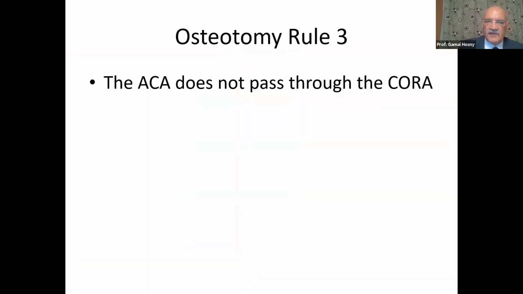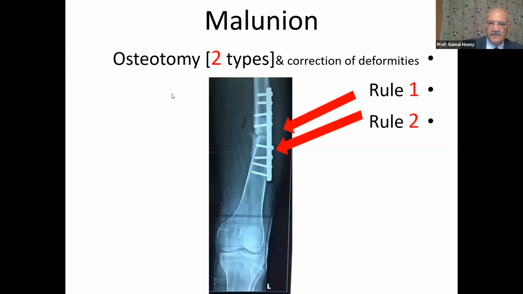Osteotomy rule number 3, the ACA does not pass through the Cora, so they are not on the same line, the 3 elements, the ACA and Cora and osteotomy. And this is a clinical example. This is malunion of a fracture. If you want to apply rule number 1, you do your osteotomy exactly at the same place of the fracture, because the site of the fracture is the site of the Cora.